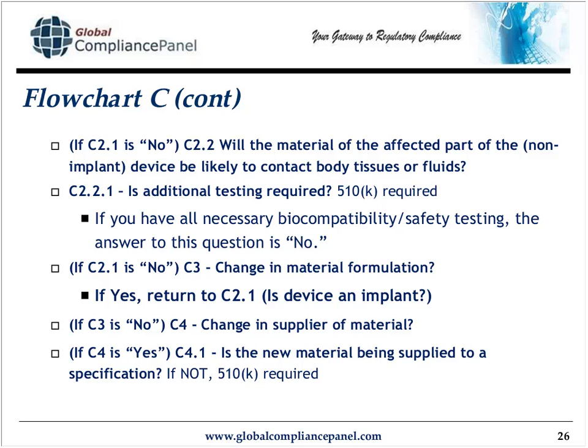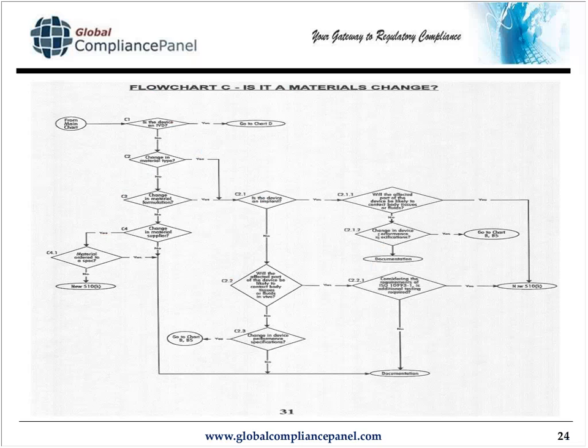The next question in the draft here is, if C2.1 is no, not an implant, and C2.2 is no, the part I'm changing is going to be completely internal to the operation of the device, am I changing the device performance specifications? Well, if I am, as you recall, flowchart B dealt entirely with performance specifications. So this directs me now back to that chart. And if I'm not changing device performance specifications, then I can merely include documentation.